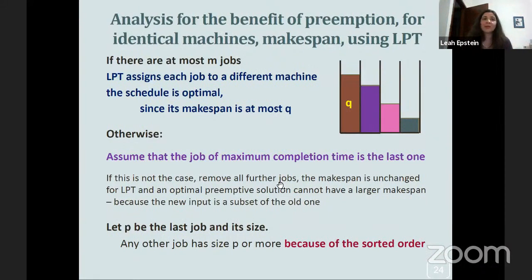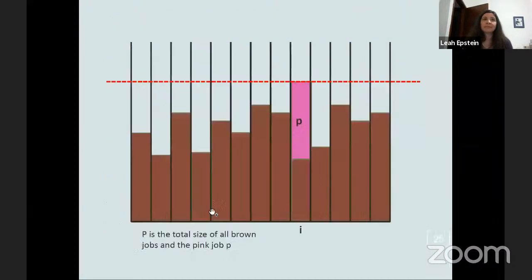So let's continue. We denote by P, these are the 2 last lines of slide 24, P is the last job and its size. And since we applied LPT and we assume that the last job is the one that determines the Makespan, we know that all other jobs are not smaller. So P is the smallest size.